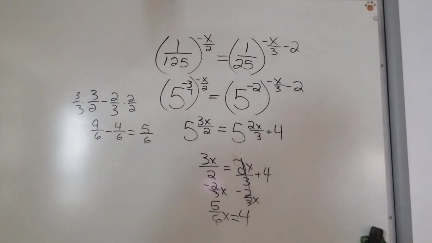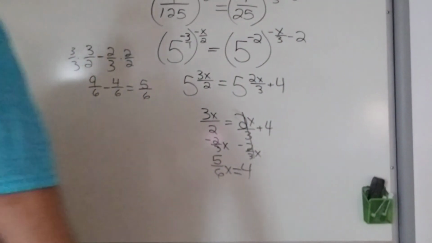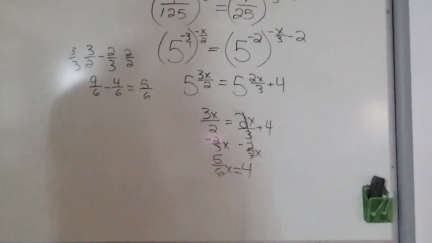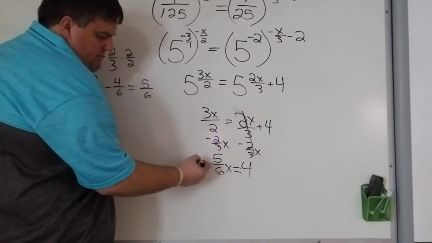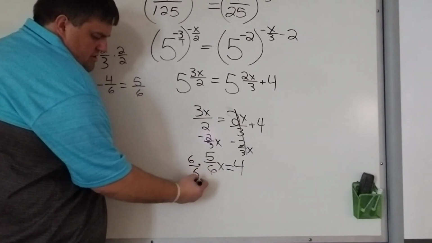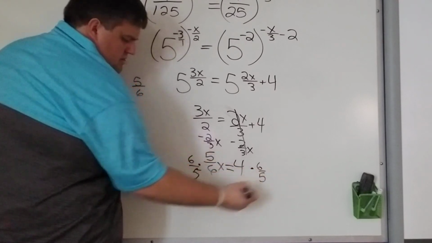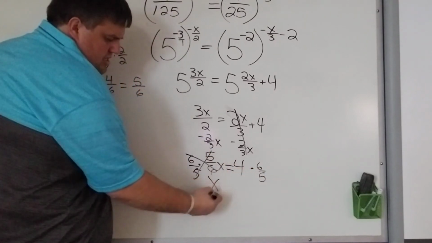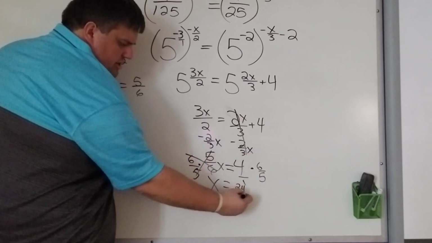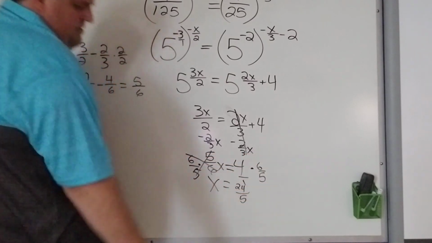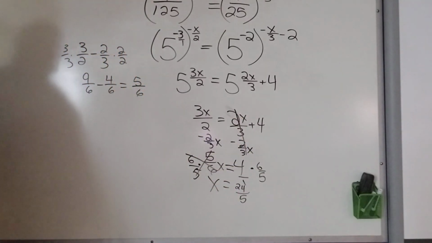And let me move this down so you can see the bottom here. If I am going to get rid of 5/6, I'm just going to multiply by the reciprocal. 6 over 5 times 6 over 5. And go straight across. That would be 24 fifths. So, set it up, I got x equals 24 fifths.